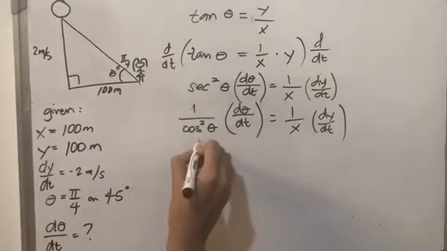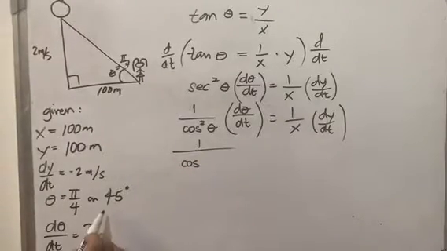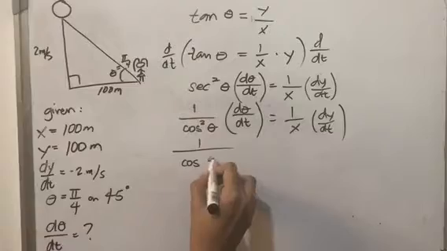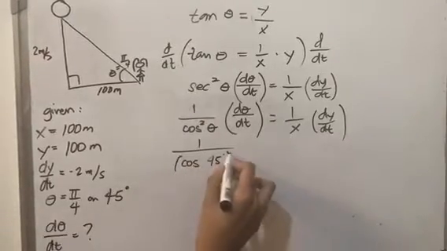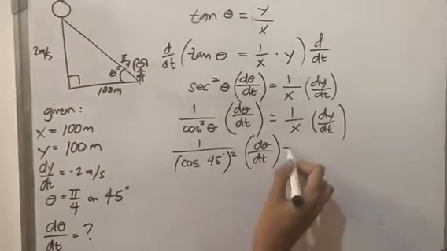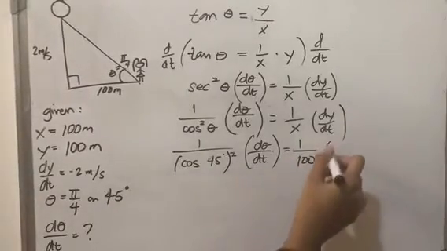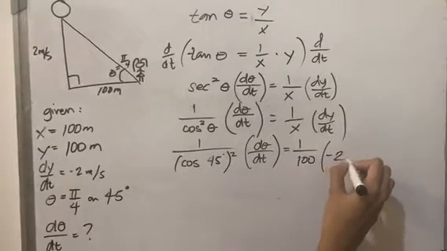So let's list that down. Cosine of the angle theta. If you wish to use this, always remember to set your calculator into radian mode. And if you use 45 degrees, make sure to use degree mode. Now, cosine 45 degrees squared, d theta over dt, still not found yet. Now 1 over x will be 1 over 100, and dy over dt will be negative 2 meters per second.